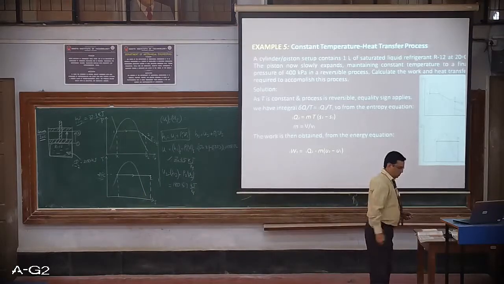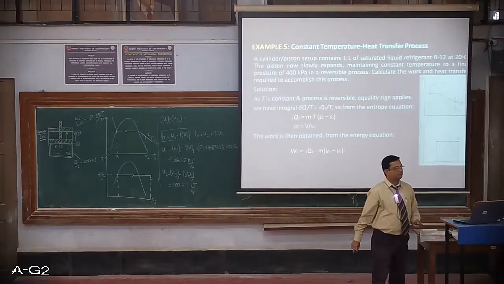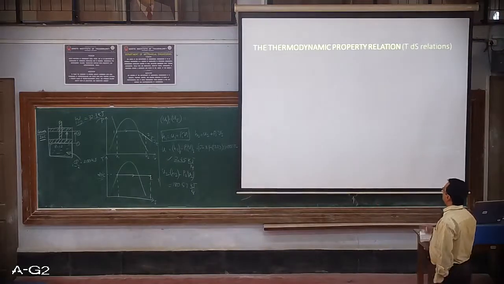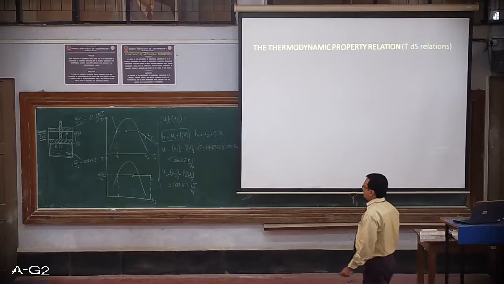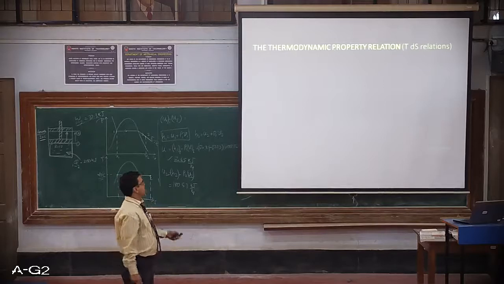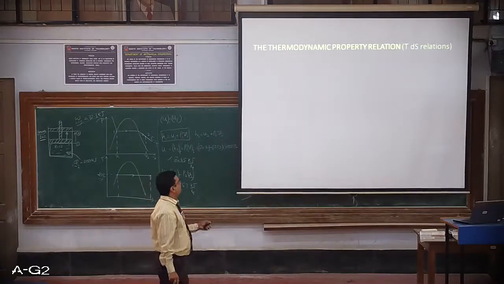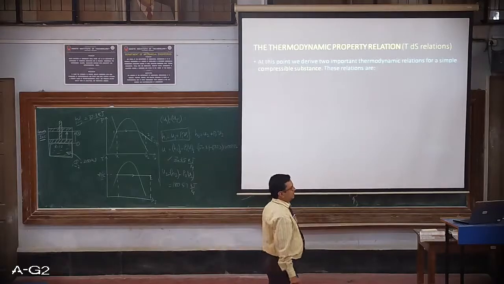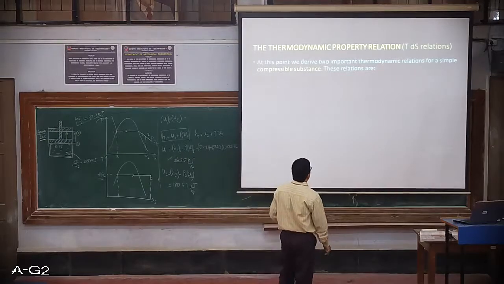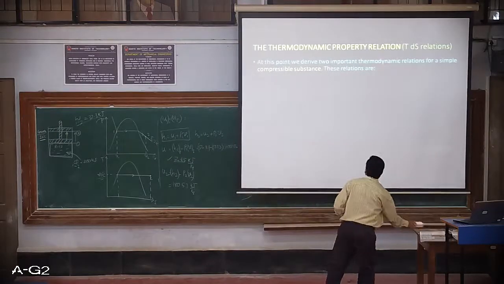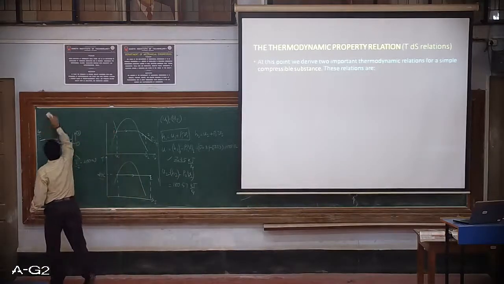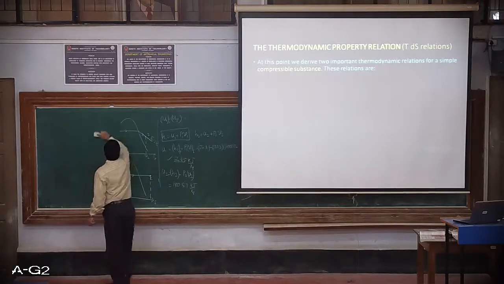Okay, let's move on to the next theory. We have seen so many equations. The thermodynamic property relations are to be obtained, which are popularly called TdS relations, mentioned over here. So what are these thermodynamic property relations? We derive two important thermodynamic relations for a simple compressible substance. Again, we need to assume under what conditions we obtain these relations, which are called the TdS relations.